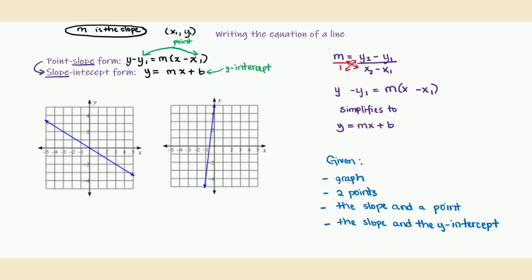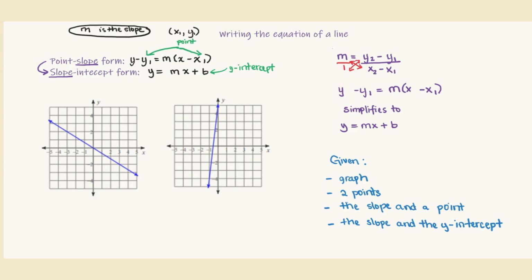Now we'll go over some examples of how to find the equation of a line, whether in point-slope form or slope-intercept form, given these 4 different options. Sometimes we'll be given the graph, sometimes 2 points, sometimes the slope and a point, sometimes the slope and the y-intercept. And we'll go over an example of each.